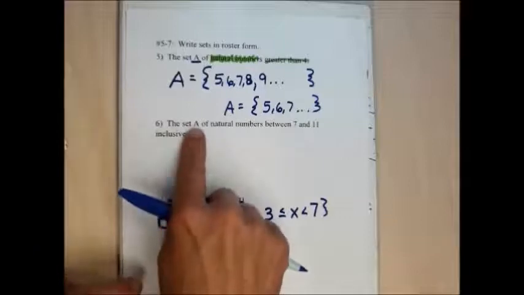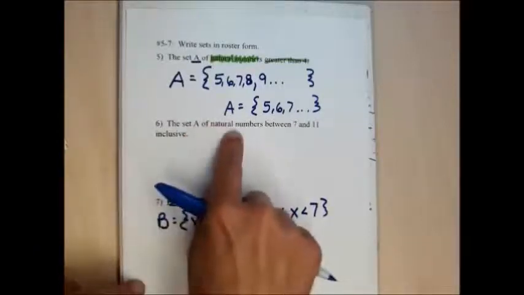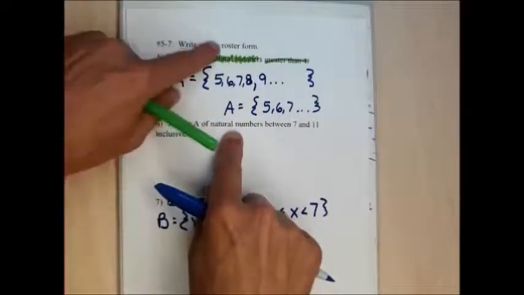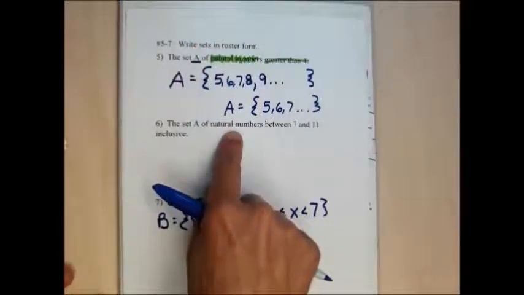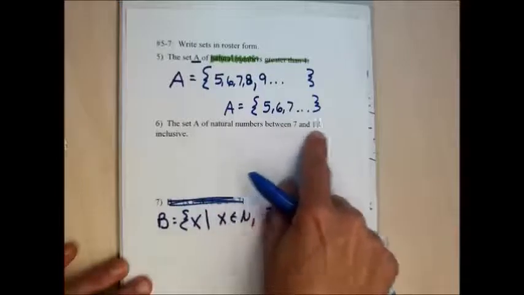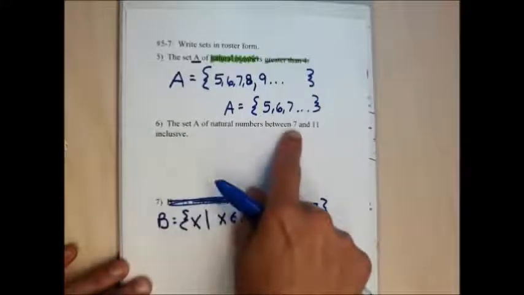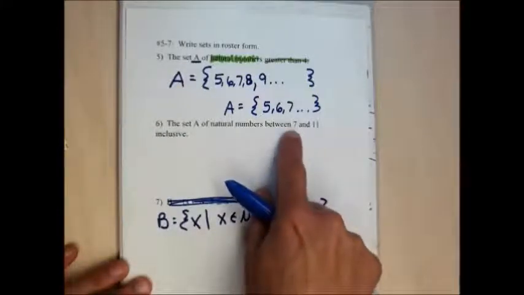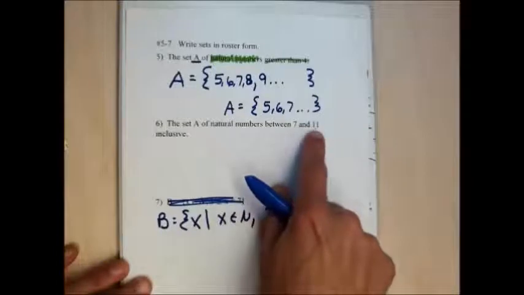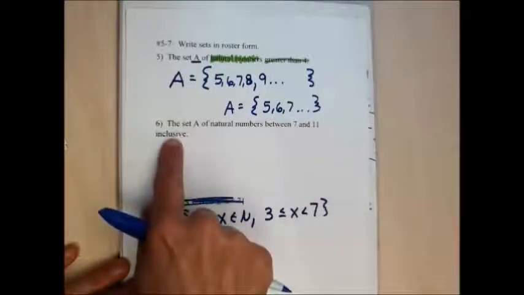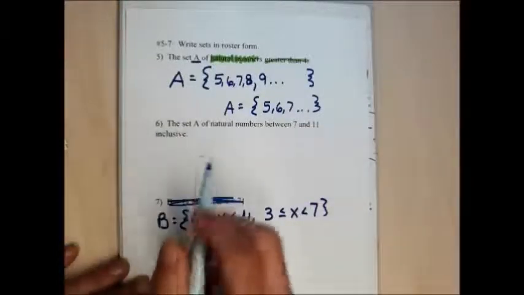For question 6, again, the name of the set is A. It only contains natural numbers, so when I go to list the elements in roster form, I won't have any fractions or decimals. I see between 7 and 11, and then the keyword inclusive, which means in my listing, I'm going to do all the natural numbers between 7 and 11, and I'm going to include the 7, and I'm going to include the 11. If it said exclusive, my answer wouldn't have the 7 or the 11 in it.